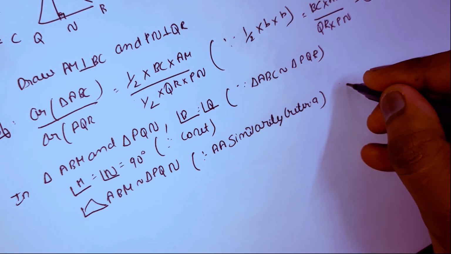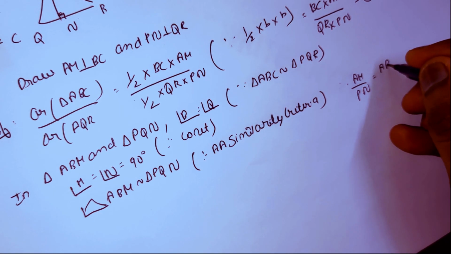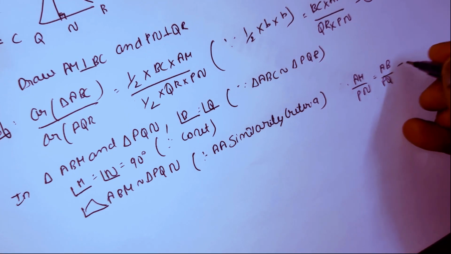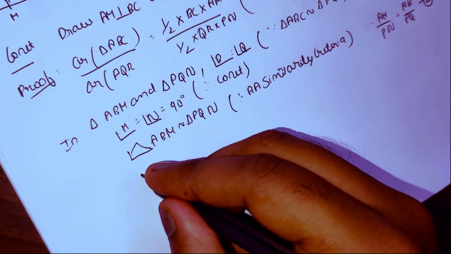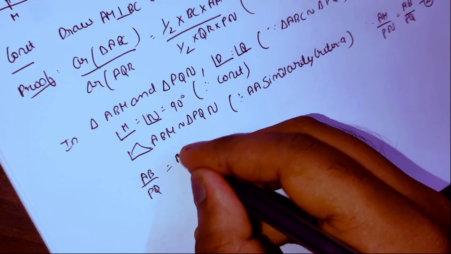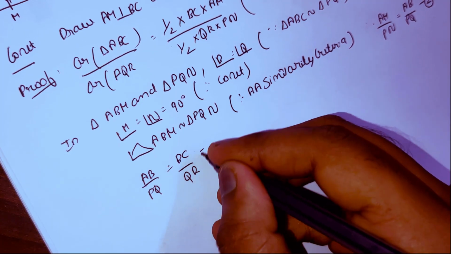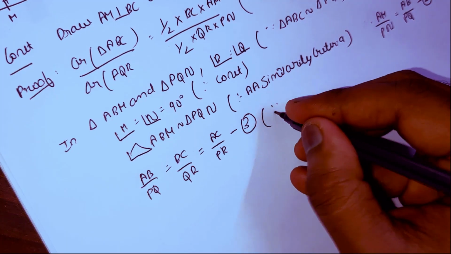That implies therefore AM by PN is equal to AB by PQ. Consider this as second equation. Now we know by data that AB by PQ is equal to BC by QR is equal to AC by PR. This is the third equation, that is by data.